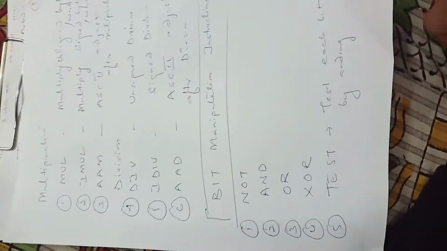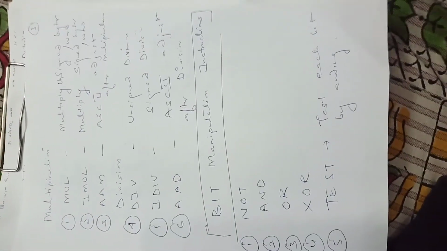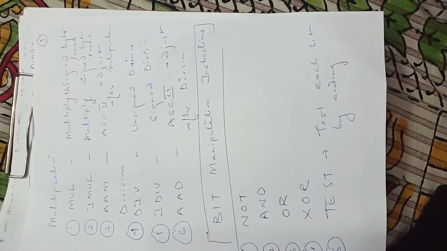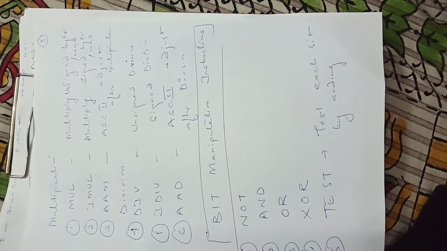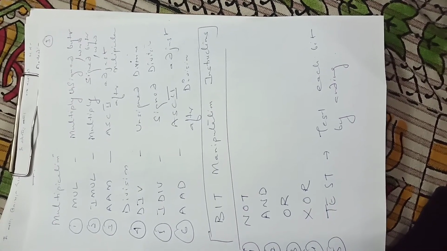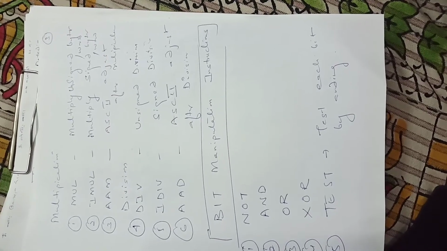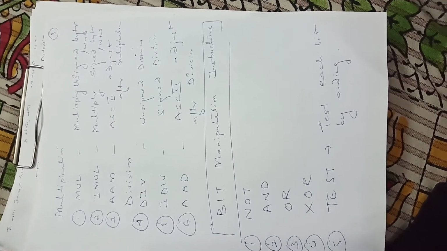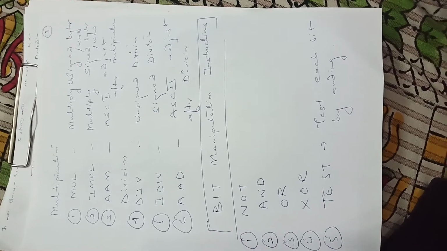In the case of 8086, we can directly perform multiplication and division. MUL is multiply unsigned byte or word. IMUL is basically multiplying a signed word. AAM is ASCII adjust after multiplication. Similarly, we have instructions for division, that is DIV, IDIV, and AAD.